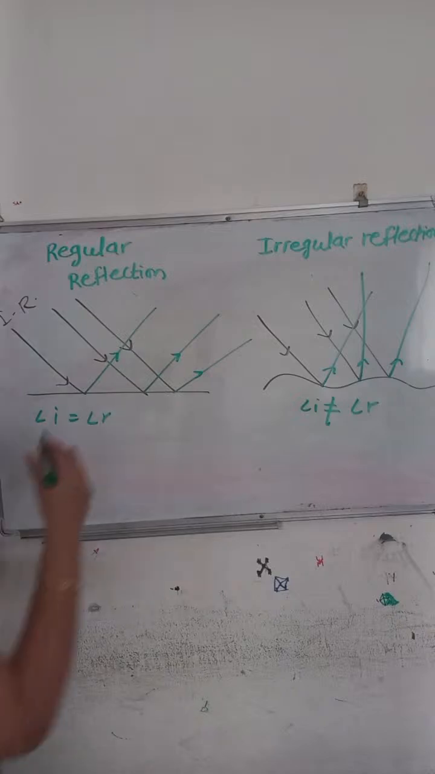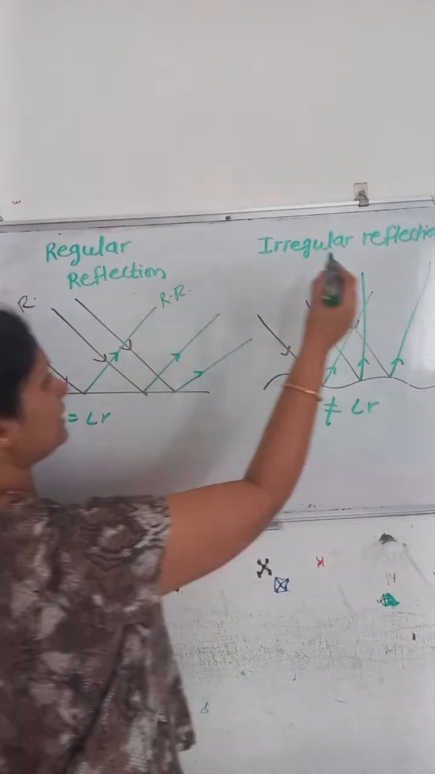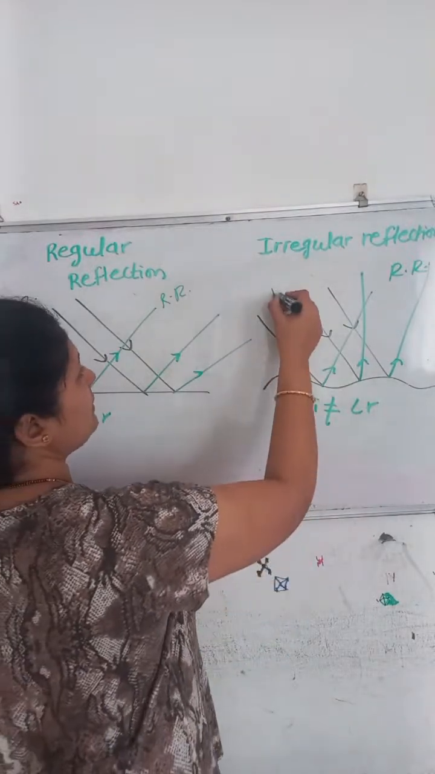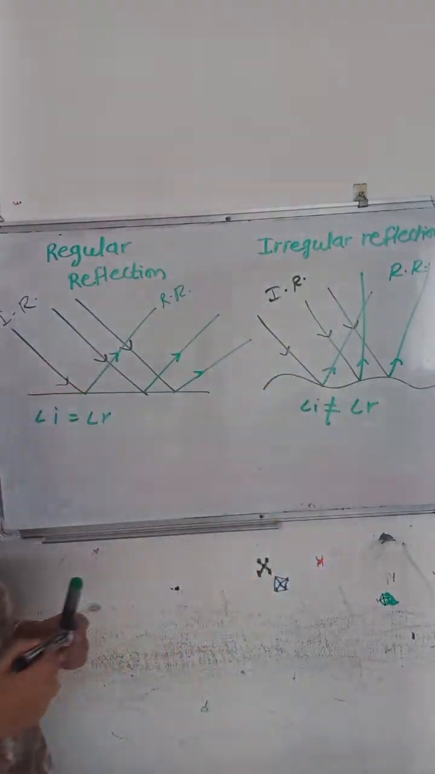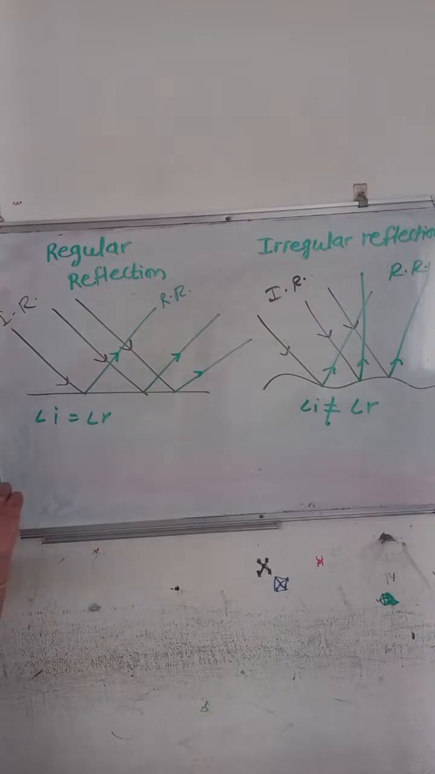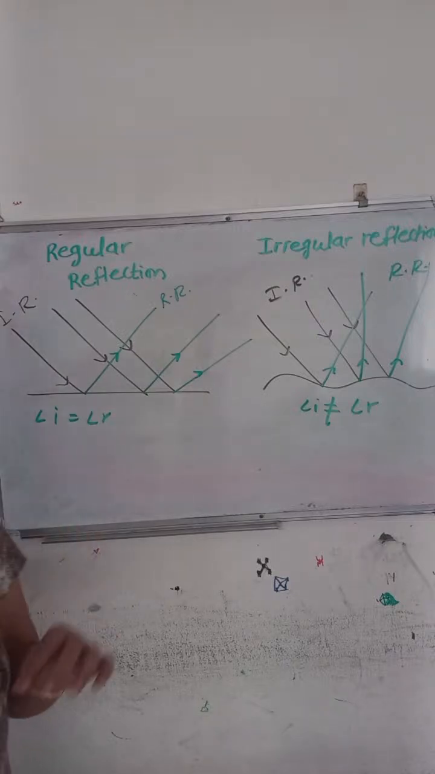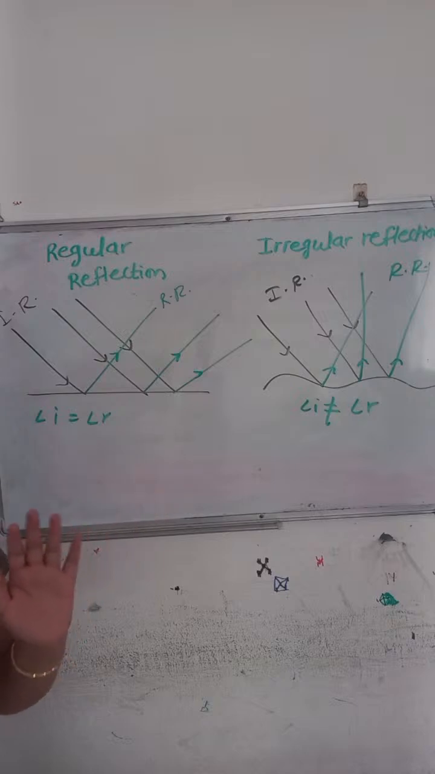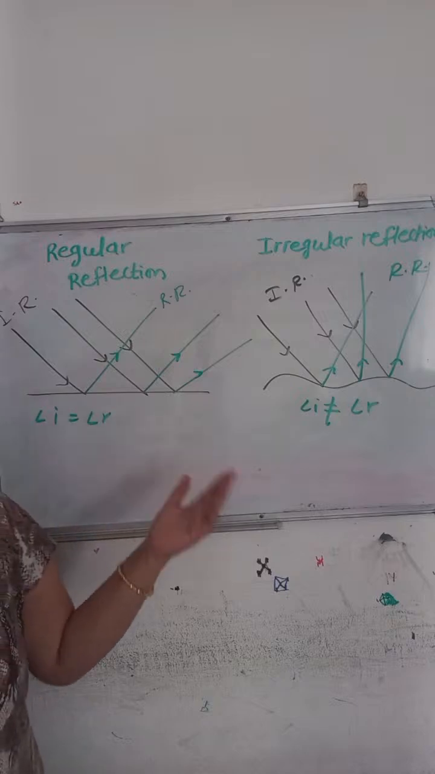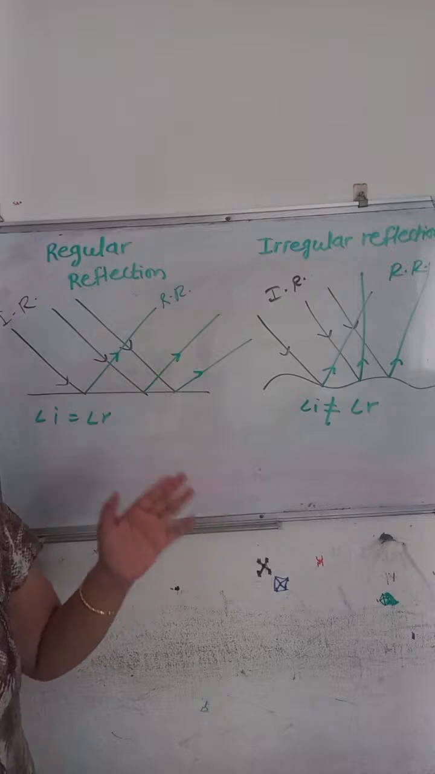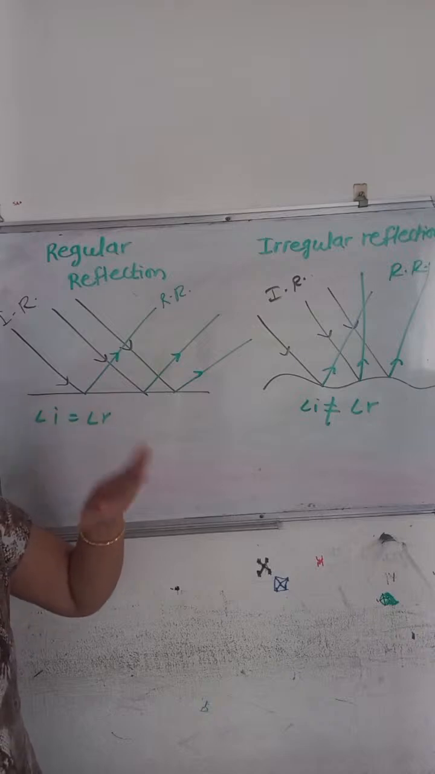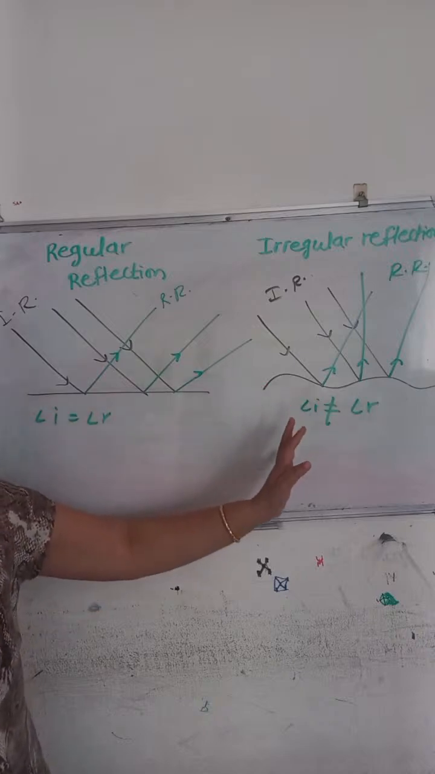So the green color light is nothing but the reflected light. And this black color marker shows the incident rays. Understood? So in case of regular reflection, the condition of the surface is smooth, shiny and regular, even. In that case I am getting angle of I equal to angle of R, and in irregular reflection the surface is rough, uneven, so angle of reflection is not equal to angle of incidence.